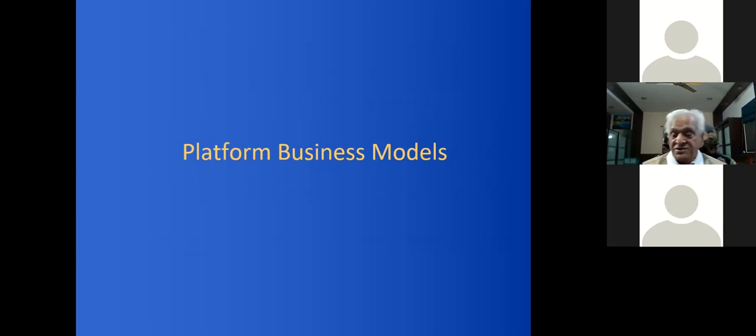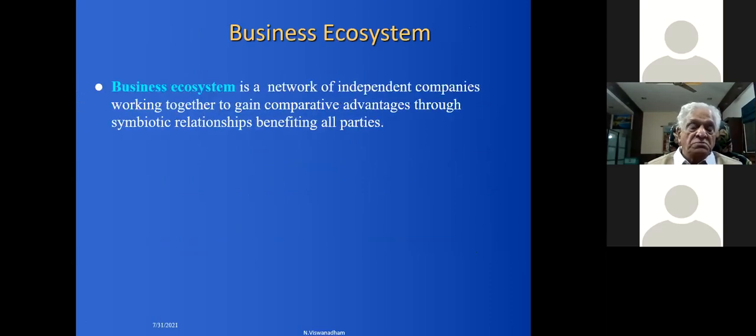So now let us go back to our aim here, to talk of platform business models. This is a definition. I'm sorry if you are not familiar with this. If you take a business like Amazon or Uber, it has what is called an ecosystem. In the hospital ecosystem, I have shown the diagram where you have not only patients, doctors, and nurses, but also pharmacies and medical equipment manufacturers, all of which come into the picture. Now, a business ecosystem is a network of independent companies working together to gain comparative advantage through symbiotic relationships.